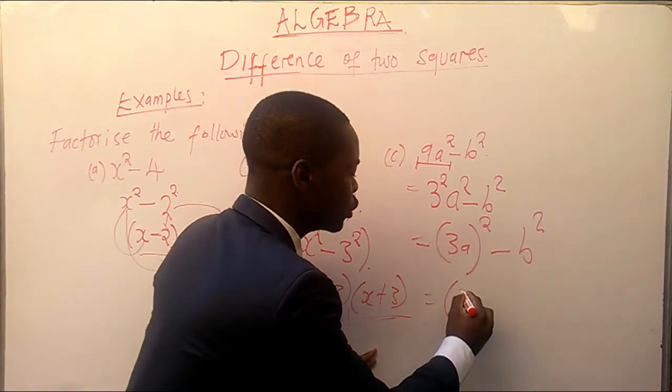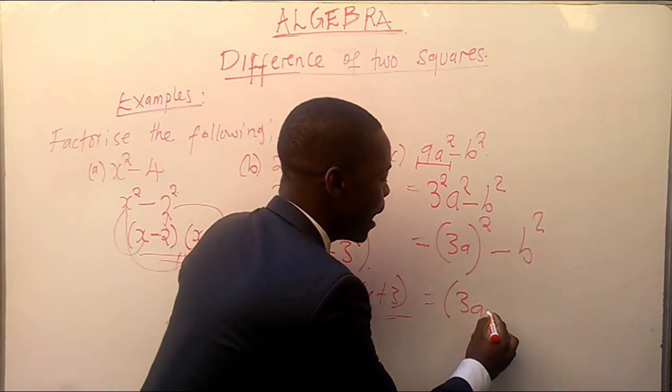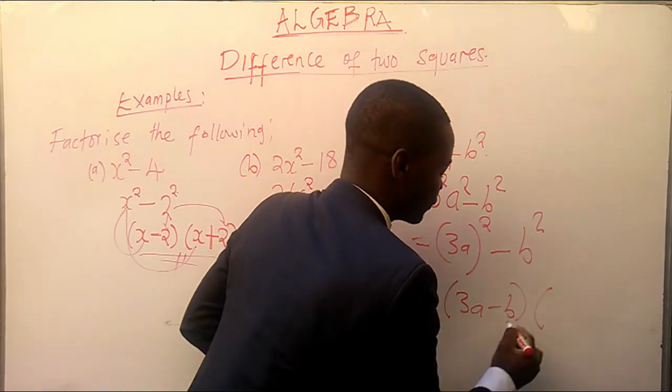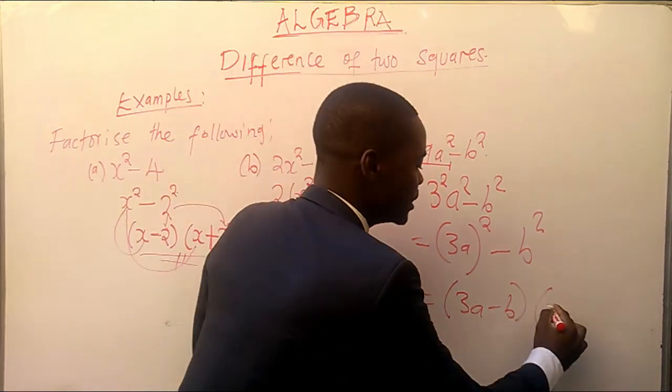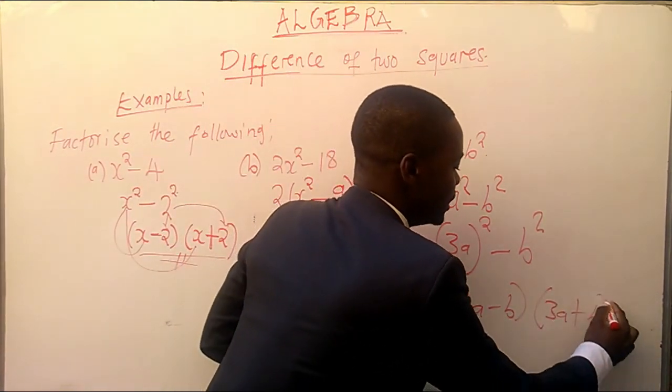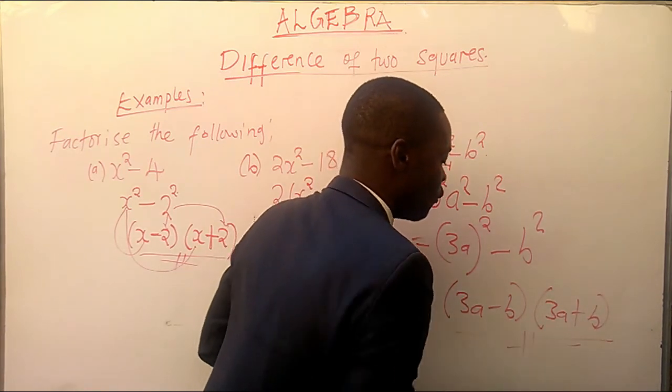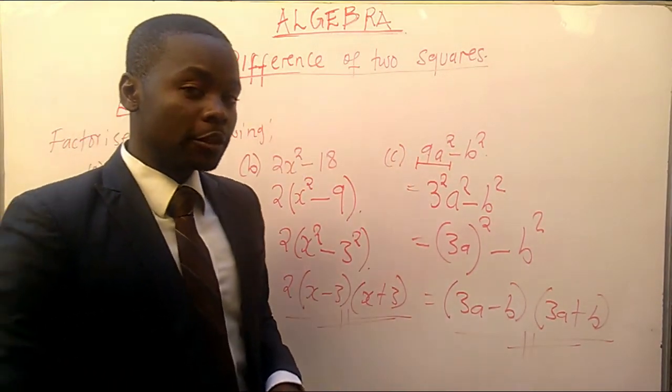So we can conclude that it's the same as 3a minus b times 3a plus b. A very, very simple way of factorizing using the difference of two squares.